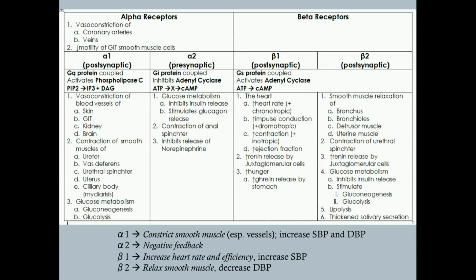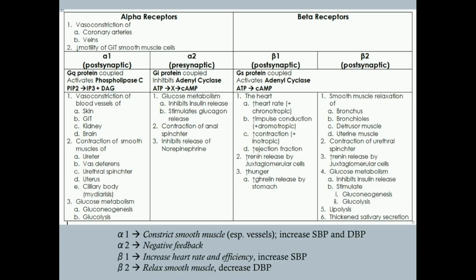These are the receptors, and I go over this again in greater detail in the autonomic talk. However, what you want to know is that the alpha-1 receptor primarily works to constrict smooth muscle, particularly on the vessels. This has the effect of increasing the systolic blood pressure and the diastolic blood pressure. So this exists on the blood vessels. When these alpha-1 receptors are stimulated, it causes vasoconstriction.